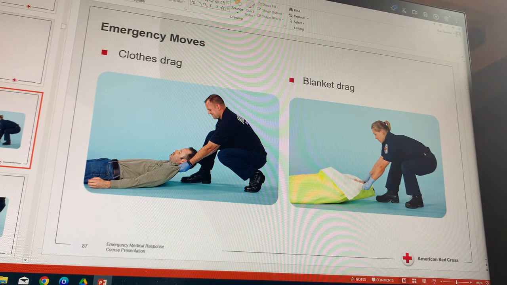Gently roll the patient as a unit onto the blanket, being careful to not twist the patient's spinal column. After smoothing out the blanket, wrap it around the patient. Gather up the excess at the patient's head and drag, being sure to keep the patient's head as low as possible. Move carefully because you are moving backward, and keep your back as straight as possible.